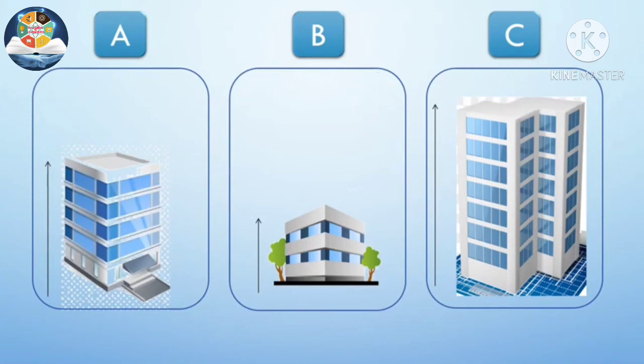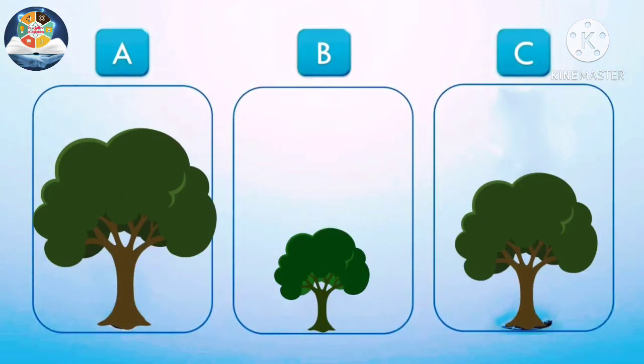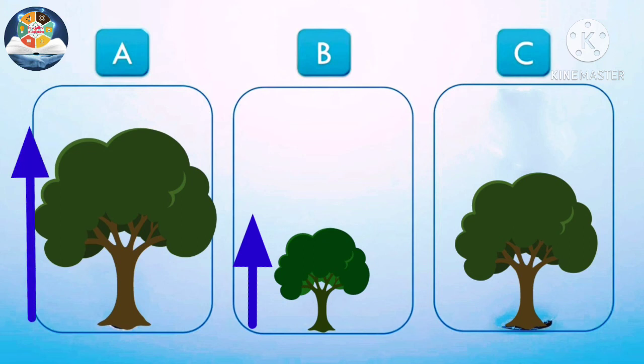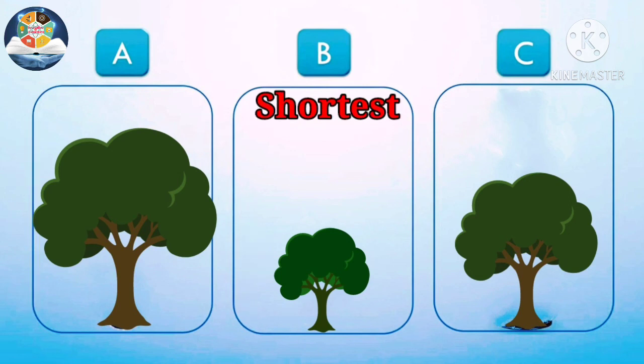Let's take one more example. In this example, we can see three trees of different heights. The height of the tree in box B is less than the heights of the other two trees. And the height of the tree in box A is more than the heights of the other two trees. So, the tree in box B is shortest and the tree in box A is the tallest.